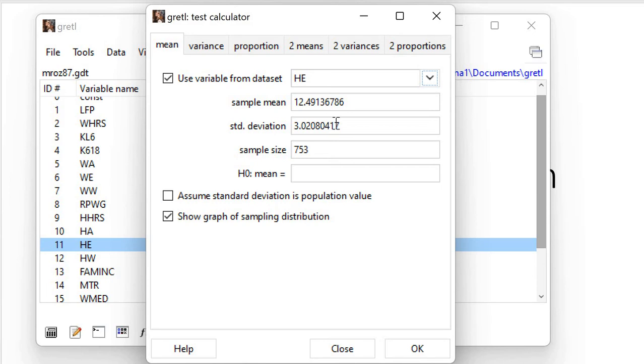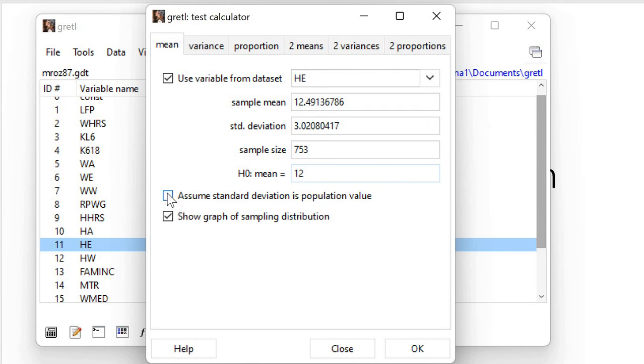By the way, here you have information about sample mean, standard deviation, and sample size. I want to compare this value to 12. In other words, I will test the hypothesis that sample mean is somehow different from 12. So my null hypothesis will state that average or mean value for husband's educational attainment is equal to 12 years.